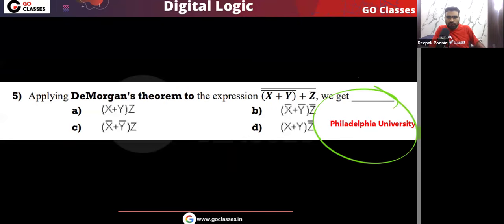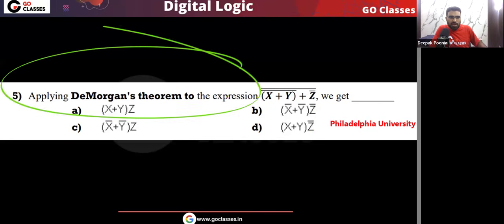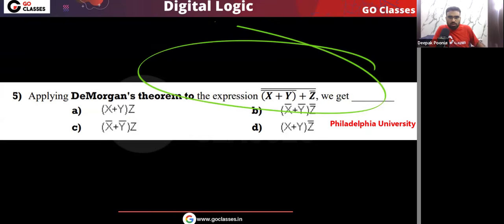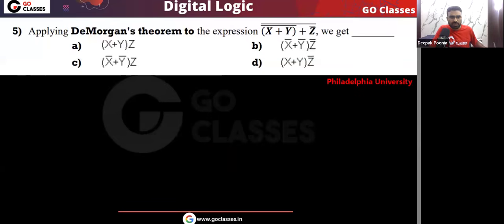Let's solve this question from the Philadelphia University. Apply the De Morgan law to this expression. Then what are we getting? Here you can see we have this expression. Let me call it Q. And that is ((x or y) whole bar or z bar) whole bar.